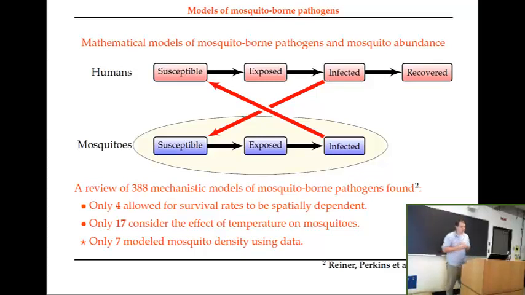So one of the goals of this part of my work was to develop products that would take mosquito density data and convert it into something that we can then stick into a mathematical model, and then we can test things about the importance of accounting for actual true mosquito density. At the end, hopefully I'll convince you that that's a worthwhile goal.